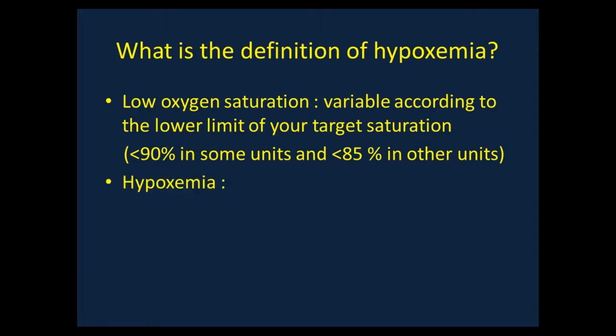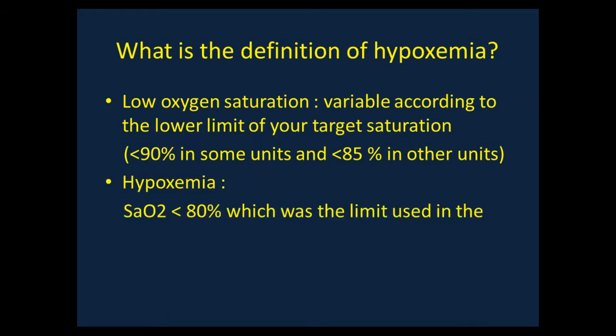Actually, in our unit, we are considering 88 to 92% as acceptable target saturation. Hypoxemia is any oxygen saturation below 80%, which was the limit used in the Canadian oxygen trial.